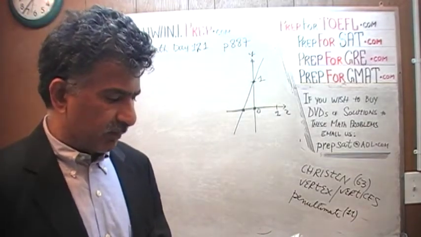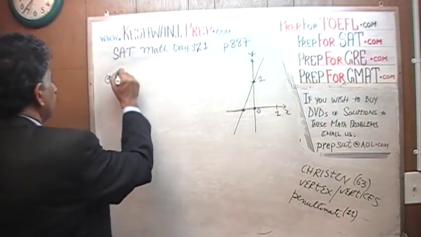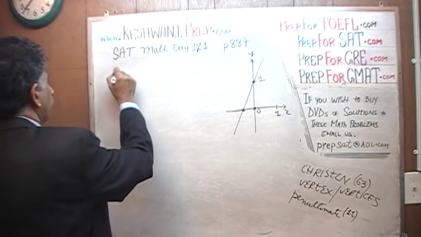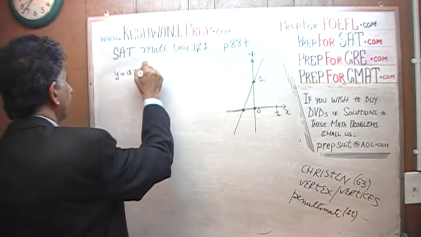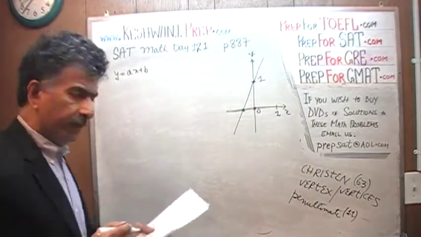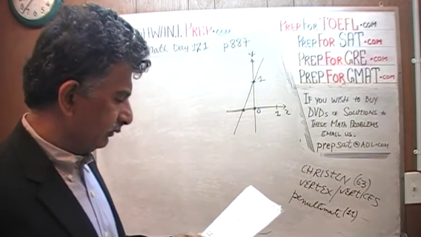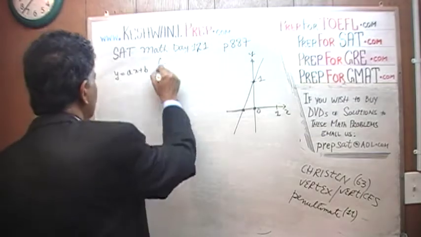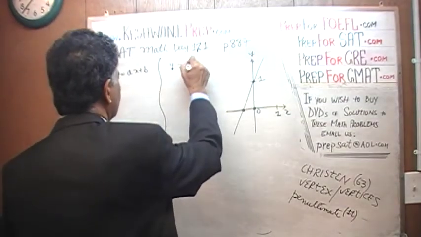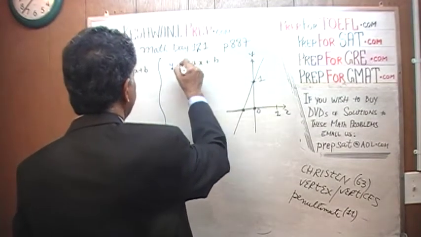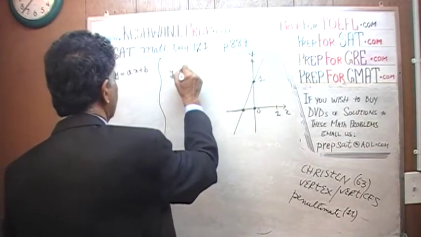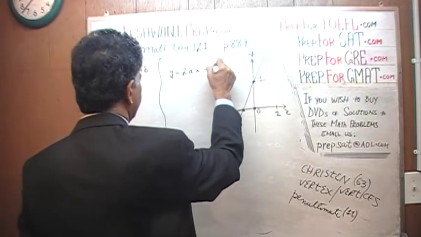The picture above shows the graph of the line y equals ax plus b, where a and b are constants. Which of the following best represents the graph of the line y equals 2ax plus b?